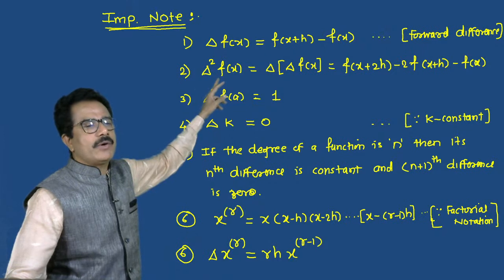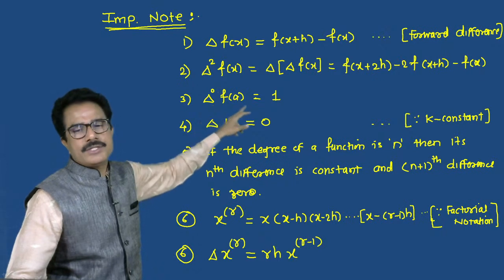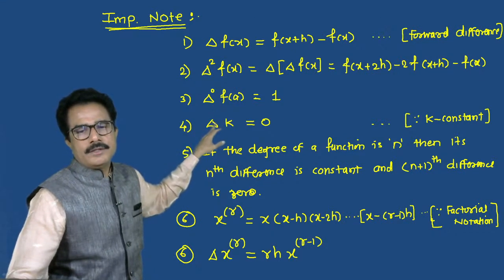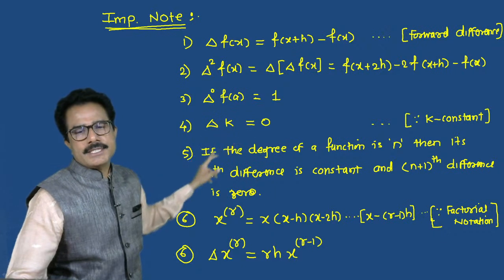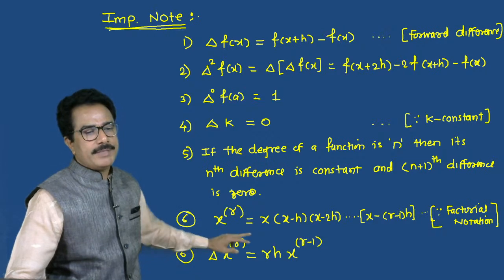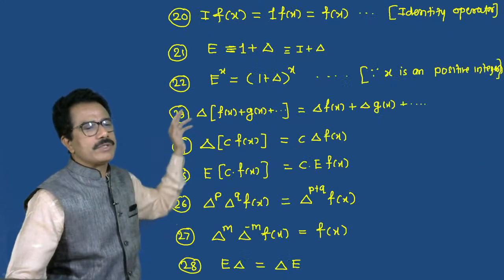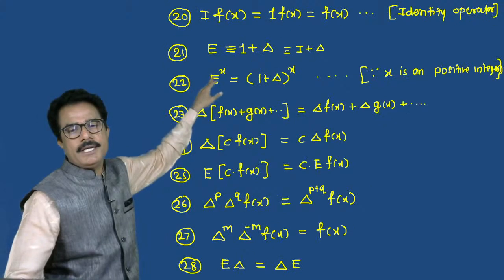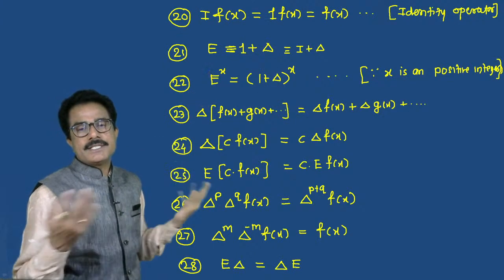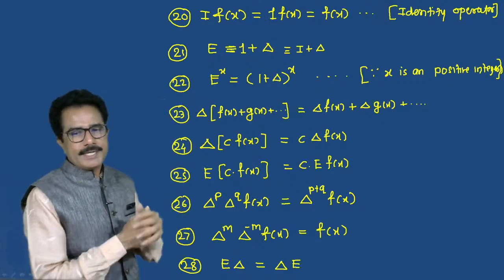Delta operator means forward differences, its second difference. Delta of a constant k is always 0. We have seen this. This is the factorial notation. X raised to r factorial means x into x minus h into x minus 2h. In this way, we have seen a number of formulas. This is the shift operator E. E is equals to 1 plus delta. This is the relation between the identity operator and difference operator. You know that. Now next we have seen some properties.